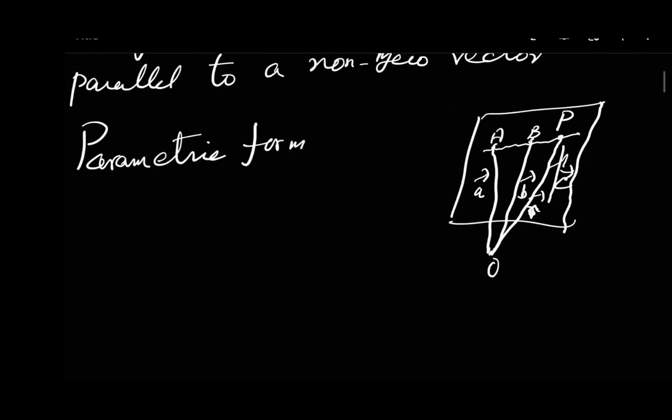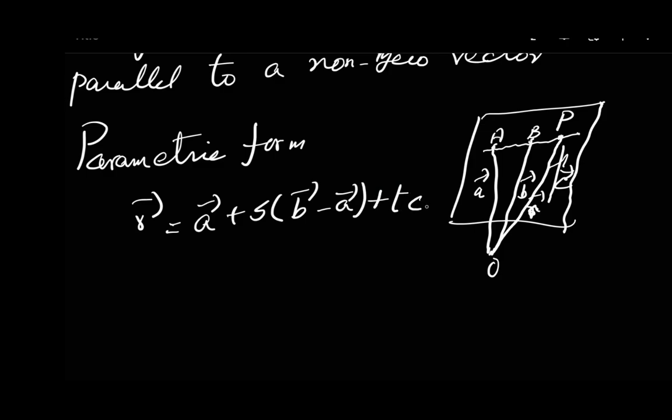In the parametric form, the vector equation of this plane is vector R equals vector A plus S into vector B minus A plus T into vector C. Again, this B minus A becomes this vector, and the plane is parallel to it.